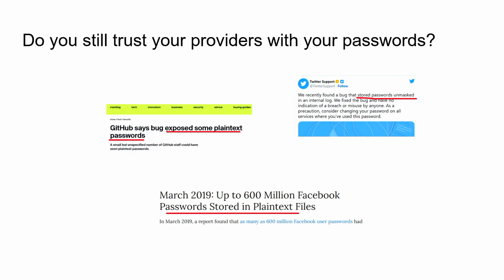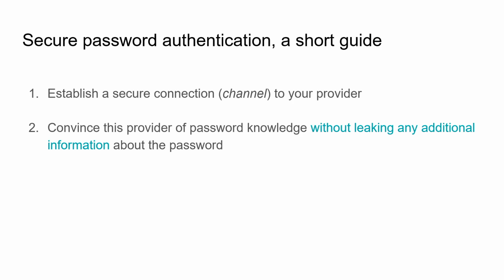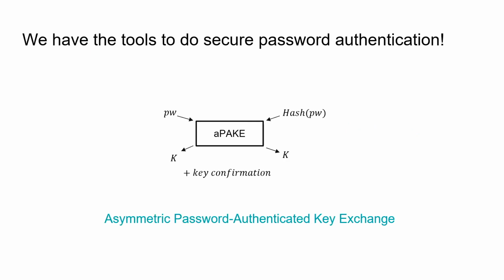But there's a very simple way to avoid these kinds of problems. So I give you a short guide to secure password authentication. First, you establish a TLS connection to the provider, because this is simply how talking on the internet works these days. And then you convince this provider of your password knowledge, but without leaking any additional information about the password. The good news is we have all the tools. We as cryptographers have all the tools to do secure password authentication.